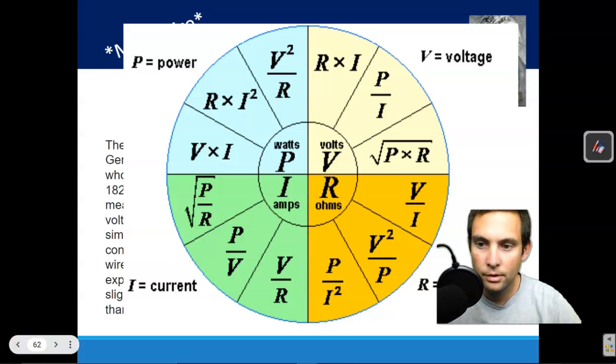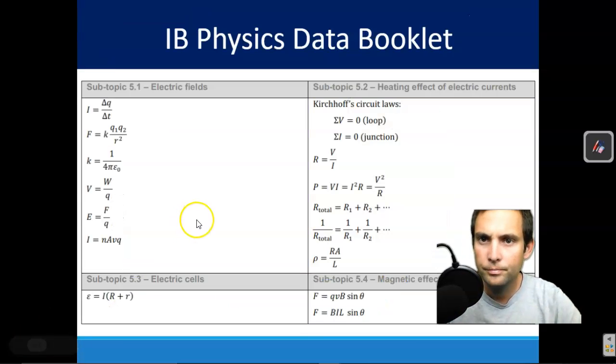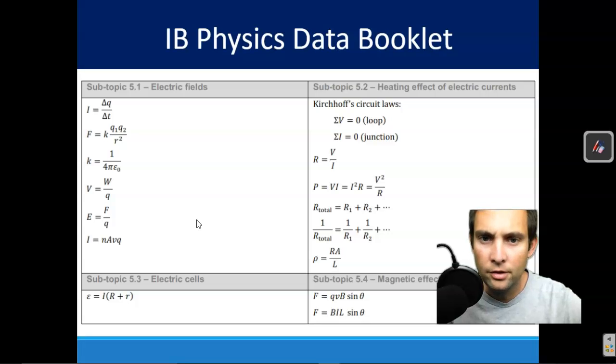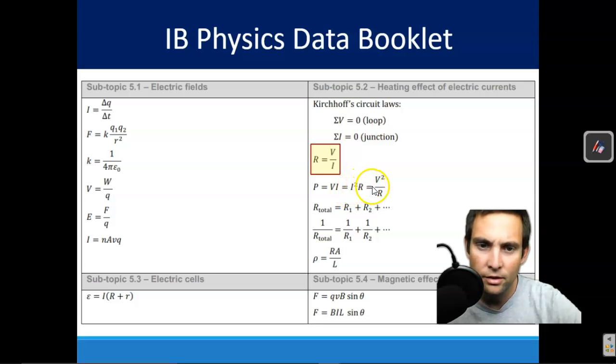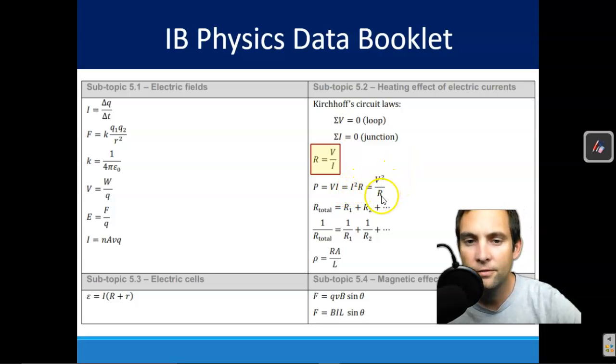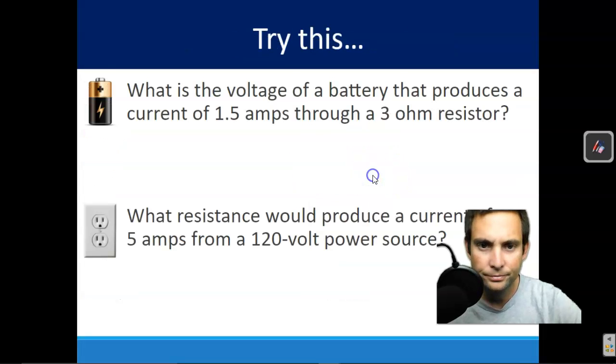Onward! Here we go. Alright, here's the data booklet and all of that stuff we just covered. You're going to find it right in here. R equals V over I. Power equals V times I equals I squared times R equals V squared divided by R. Okay, so it's all right there for you.